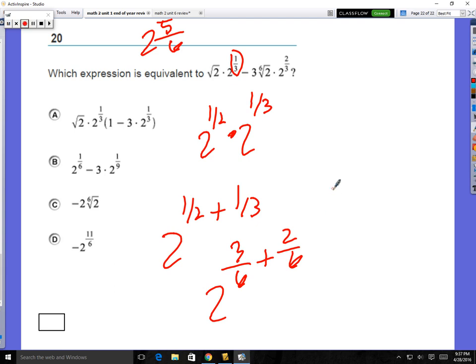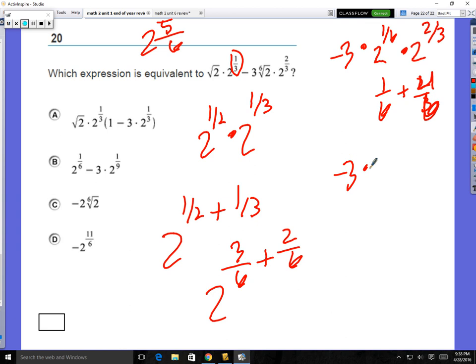Okay, now this business is going to be minus 3, so I'm going to take this minus with the 3. That's a negative 3 times 2 to the 1/6 times 2 to the 2/3. So I'm going to do 1/6 plus 2/3. I'm going to change these to 6's, so that's going to be 4 sixths. So my 2 is going to be a negative 3 times 2 to the 5 sixths. So here's what I got. I have got 2 to the 5 sixths minus 3 times 2 to the 5 sixths.